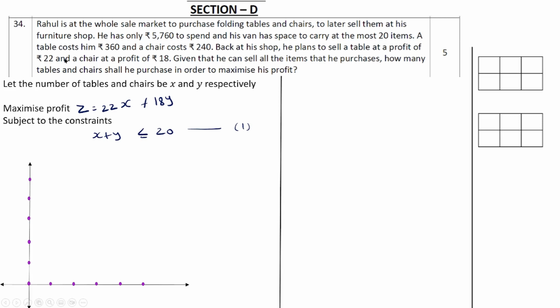Then the second constraint is with respect to the amount he has. He has only rupees 5,760 to spend. And here we have the information about the cost of each table and each chair. A table costs him rupees 360 and a chair costs him rupees 240. So here we have 360x plus 240y. This should be less than or equal to 5,760.